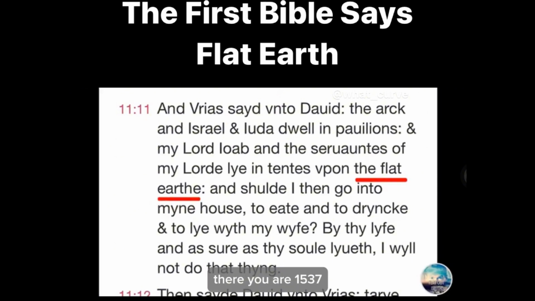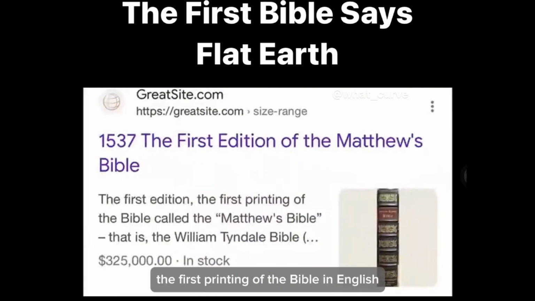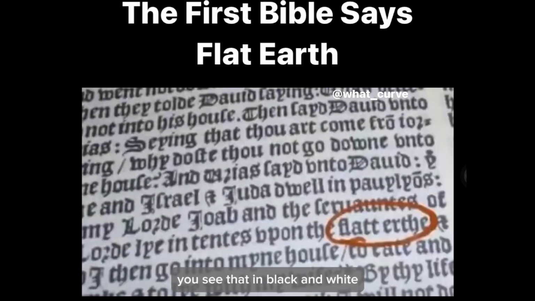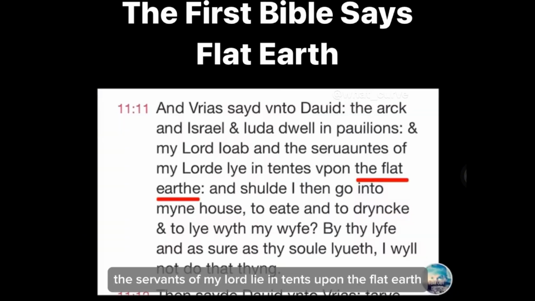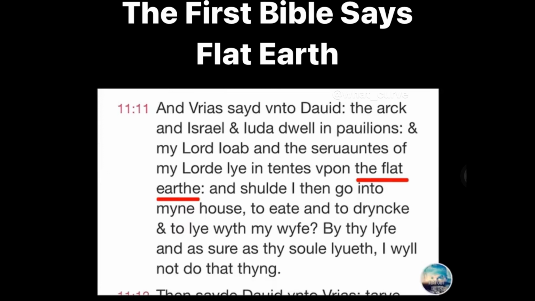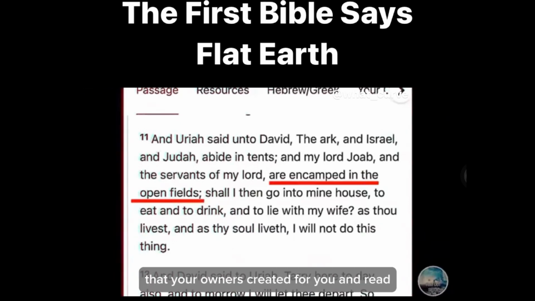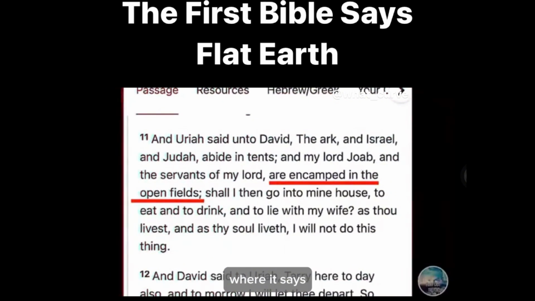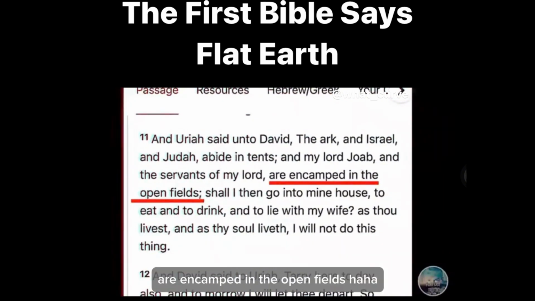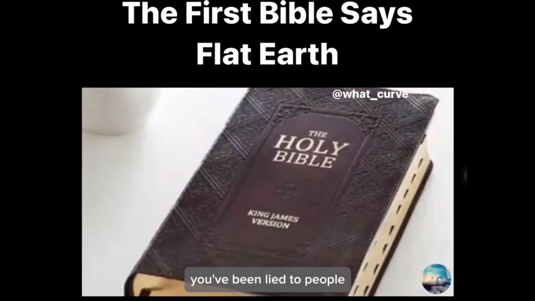There you are. 1537, the first edition, the first printing of the Bible in English. And just in case you're doubtful, I'm going to show you again, right there. You see that? In black and white, like you asked. Flat earth. And if you can't see it, you can go here where you can see it real good. The servants of my Lord lie in tents upon the flat earth. Or you can go back to this King James Version that your owners created for you and rewrote for you 60 years later, where it says are encamped in the open fields. You've been lied to, people.